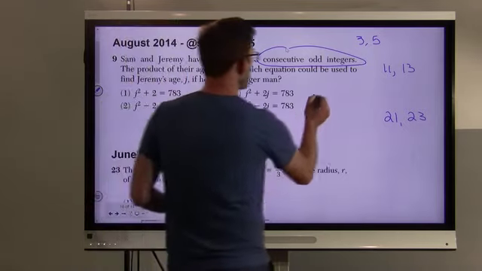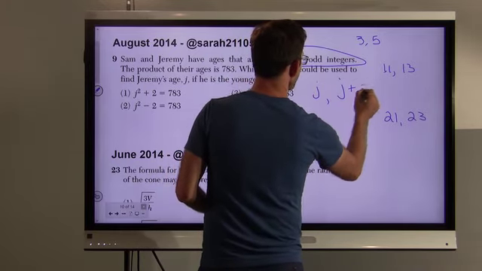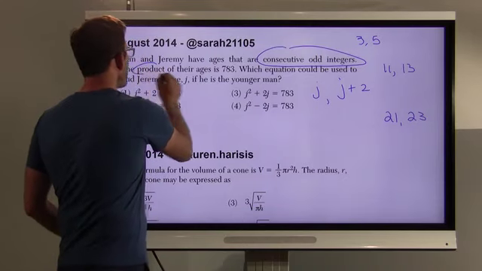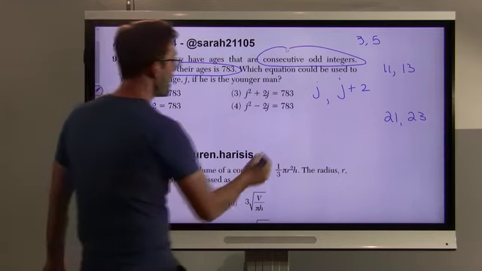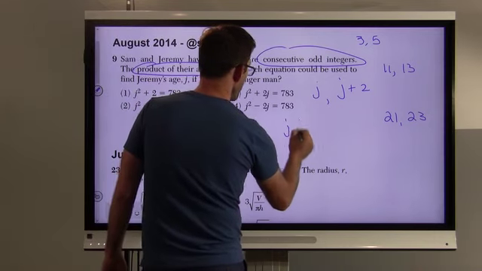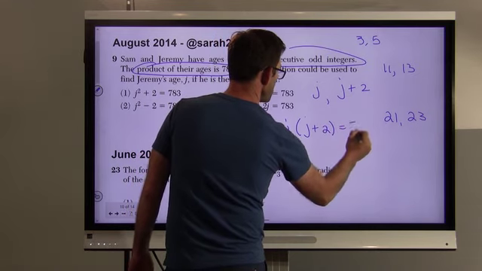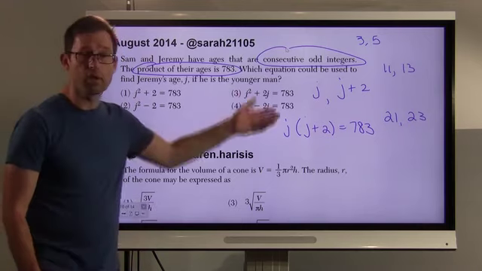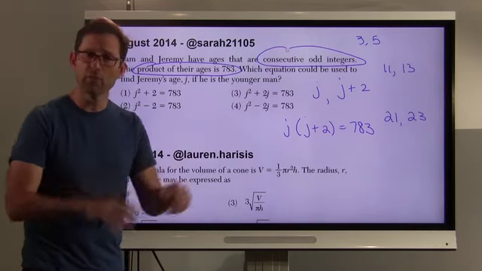So if Jeremy's age is J, then the older one is J plus 2. And then what are we told? Well, we're told that the product of their ages is 783. So what that means is if I have J, and I multiply it by J plus 2, I have to get 783. And by the way, if that's one of the equations sitting here, then you grab it, you circle it, you bubble it in, or whatever, and you move on.